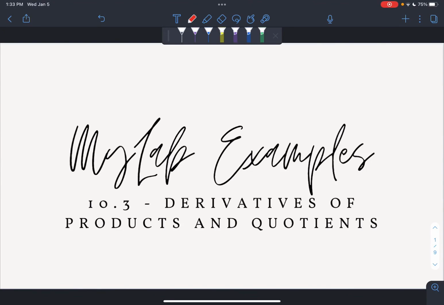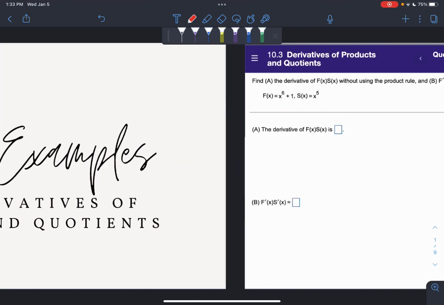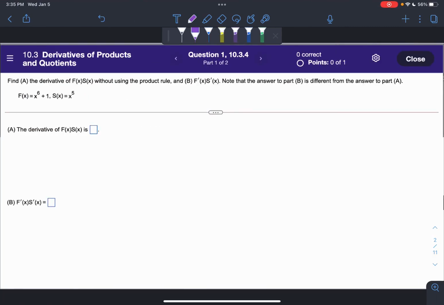Let's talk about 10.3 derivatives of products and quotients. Alrighty, in this problem we are given an f of x and an s of x, and we want to know what the derivative of their product is. But in the instructions they say to not use the product rule, so this means that we should do some algebra before we take any derivatives, and hopefully that'll simplify things for us.